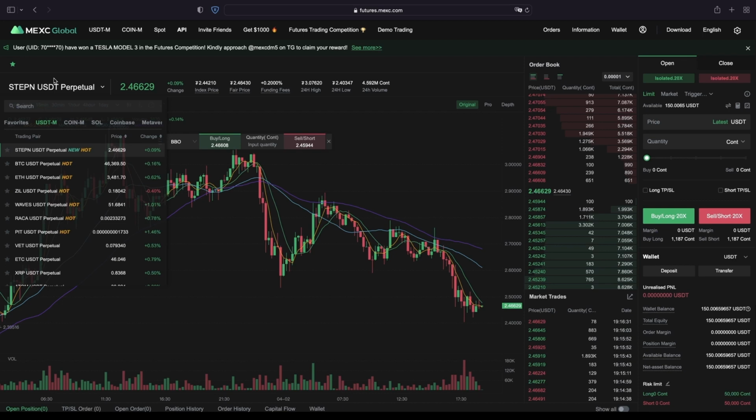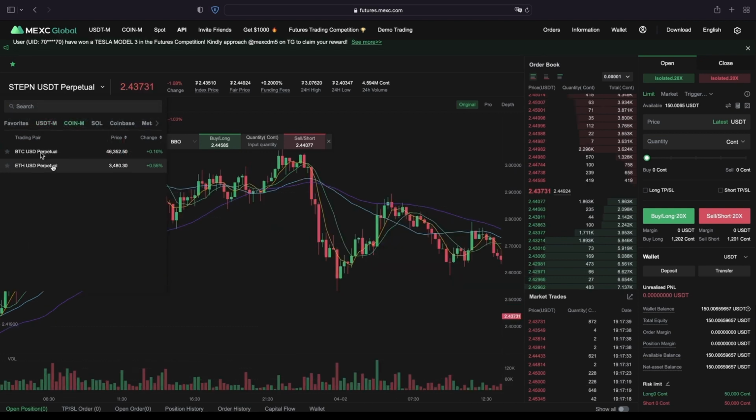Of course, you could also use Coin-M futures, but then you're limited to Bitcoin and Ethereum. You have only these two options. Then you have to deposit Bitcoin or Ethereum, and then you can trade Bitcoin with your Bitcoin, and your profits and losses will also be in Bitcoin. Compared to that, with USDT-M everything will be in US dollar Tether as a base currency. I prefer US dollar Tether, so I always use USDT-M futures.